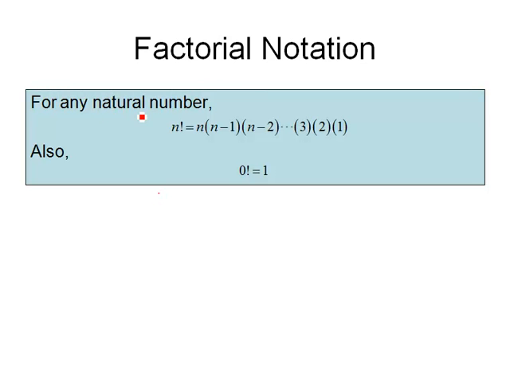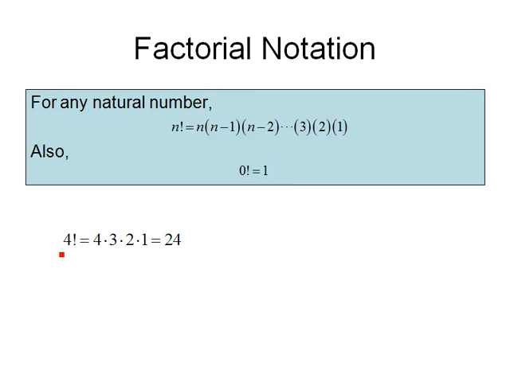For any natural number, n factorial, so that's n with an exclamation point after it, is simply n times n minus 1 times n minus 2, all the way down to 3 times 2 times 1. Also, 0 factorial is equal to 1.